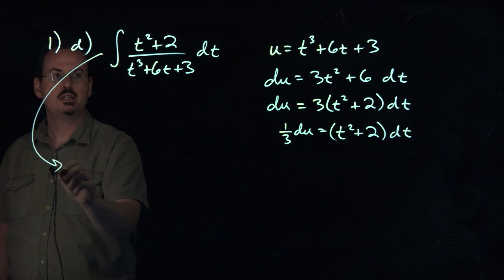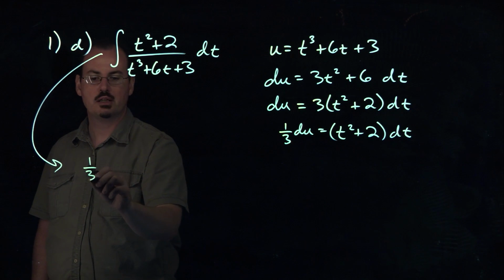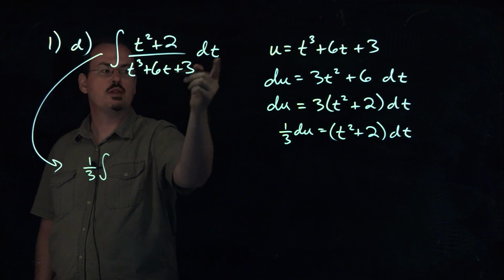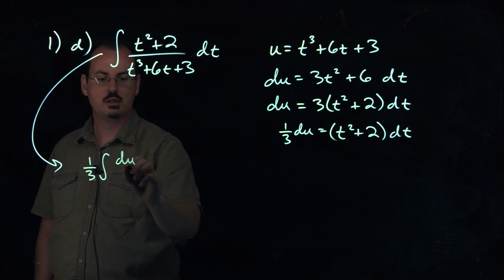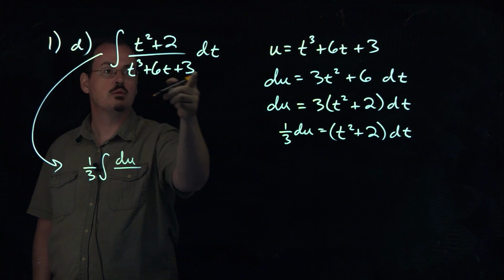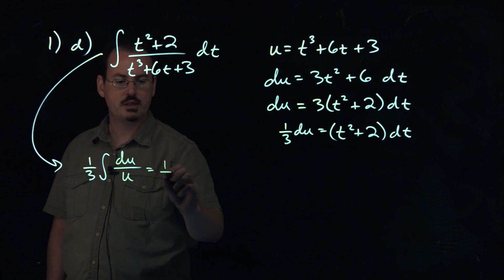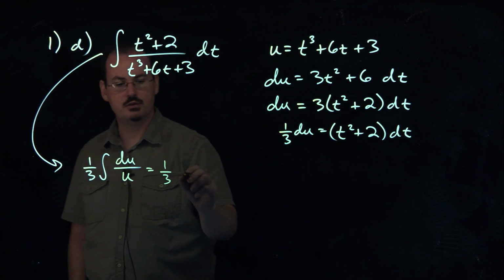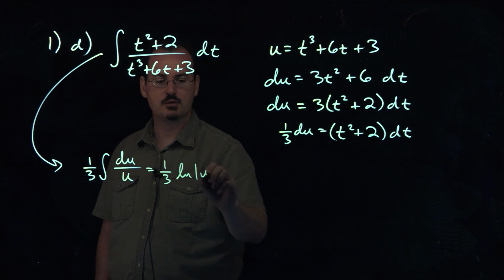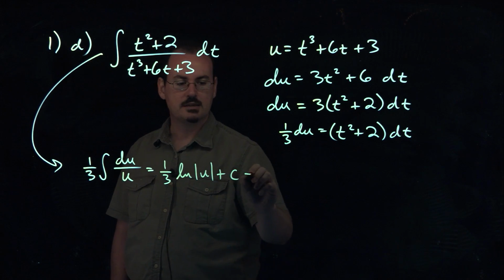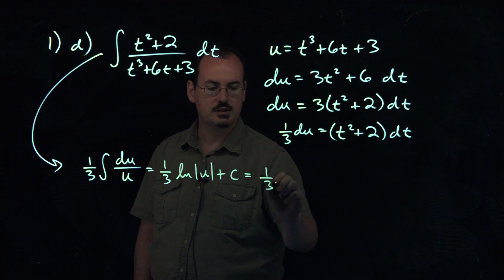So my new integral here is going to be the 1/3 I'll put in front. Then all of that becomes du. There's the 1/3 du. What's left? The u, the thing in the denominator. So as we remember, hopefully, the antiderivative of du over u is the natural log of the absolute value of u. And then the last step, just replace that u back with what it was.